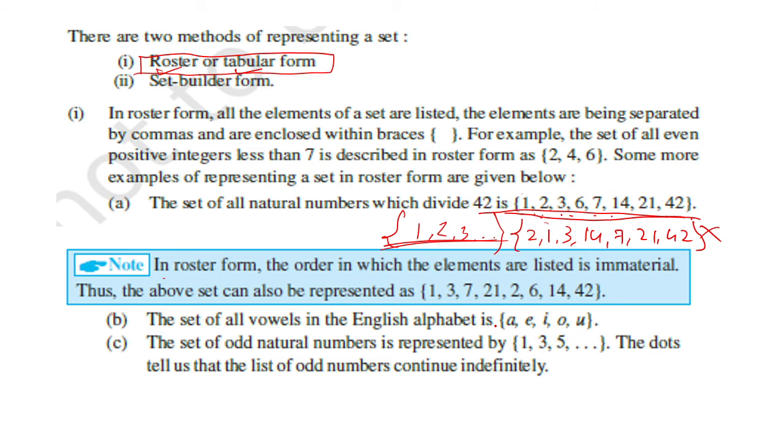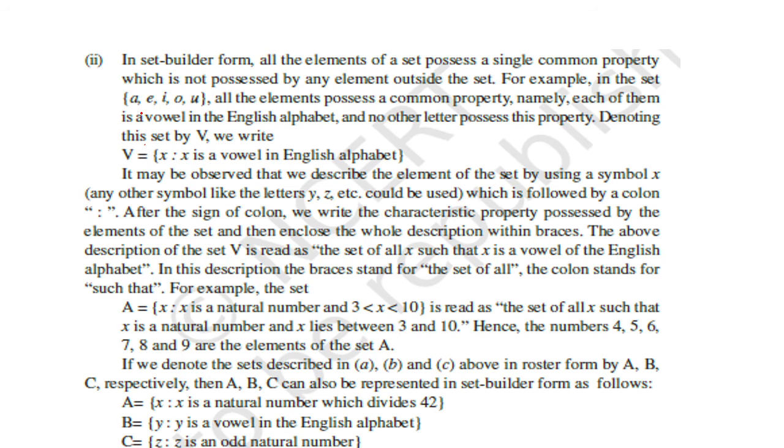Next, we will come to the set builder form. In set builder form, you have to write a set like this. Suppose the vowels of the English alphabet, which you have written in tabular or roster form. Now you have to write it in set builder form. This is the format of set builder form: V equals x such that, where this colon means 'such that', x is a vowel in the English alphabet.